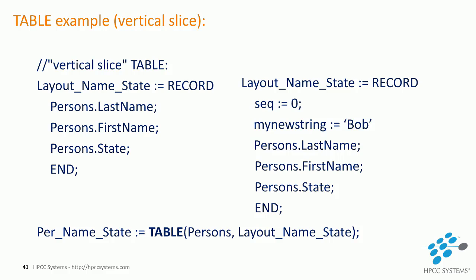Also, the vertical slice can be expanded, and here's the thing I was telling you about where you can have new fields added to your table, and sometimes you don't have a distinct value for it yet. You're going to be adding that later. So you do have to initialize it to some kind of default value. So you see here the sequencing field is defaulted to 0, and the string field is defaulted to Bob.